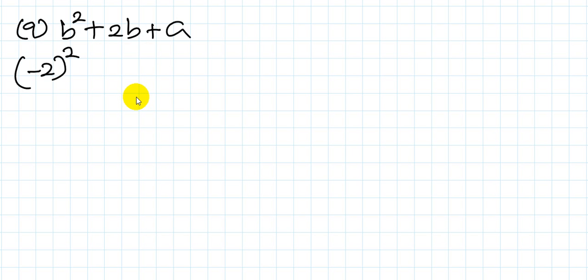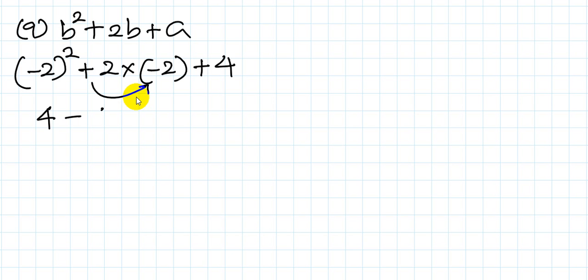Let's go to question number 9. So question number 9 is b square plus 2b plus a. So b is -2, so (-2) whole square, plus 2 times -2, and plus a, which equals 4. So (-2) square is equal to 4. Plus, multiplying by minus gives -4, and again +4. So I can cancel this +4 and -4, that is 0. 0 plus 4 is equal to 4.